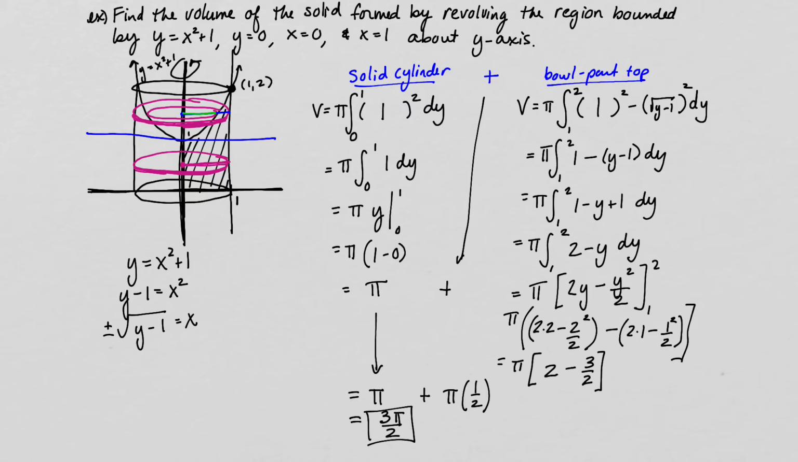Which part is 3/2? The very end, or the part in the bowl part integral? The very end. Because I have one whole one here, so I have 1 pi plus a 1/2 pi. So 1 plus a 1/2 is 3/2. Does that make sense?